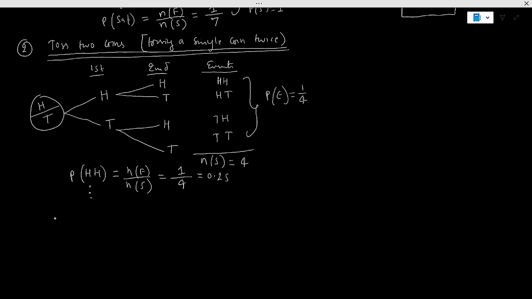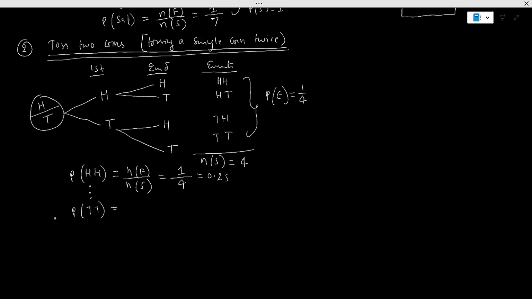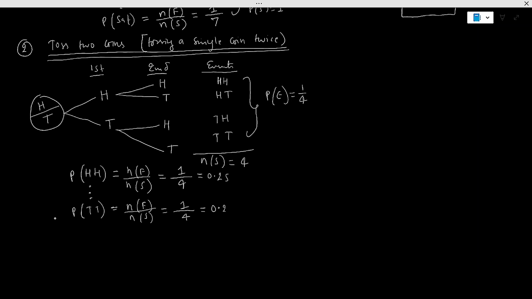Similarly, if we want to find the probability of getting tails on both the coins, this is also equal to the number of favorable events divided by the sample space, so the probability is 25%. Again, if we add the probabilities of all the events in our sample space, this will be equal to 1. There are 4 equally likely events, and each of them has the probability of 1 by 4, or 25%. So we multiply 25% by 4, we get 100%.